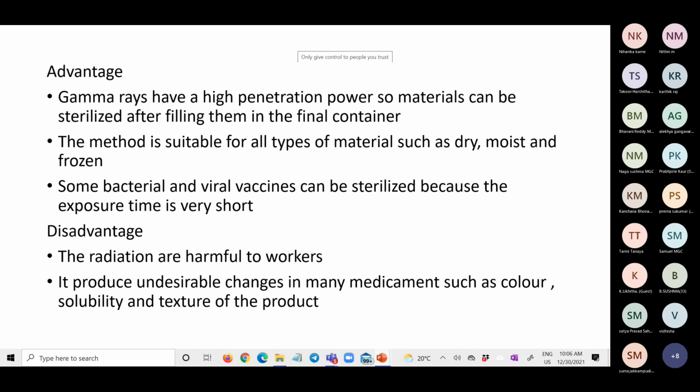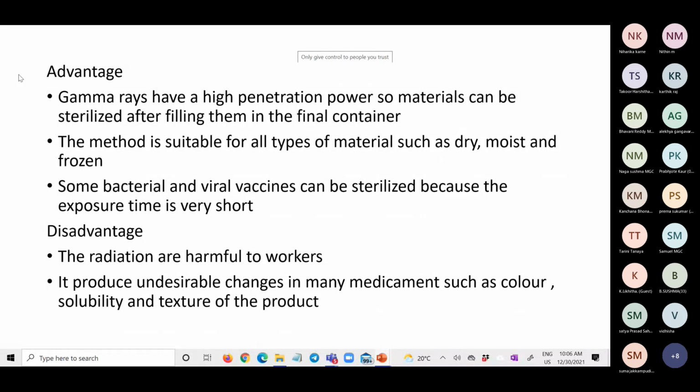Third, bacterial and viral vaccines can also be sterilized because its exposure time is very short. So these are certain advantages of gamma radiation. Now coming to the disadvantages, since it is a radiation, there will be exposure for the workers, and its exposure is very harmful. And sometimes it causes some undesirable changes to the products also. So these are the two disadvantages of gamma radiation.